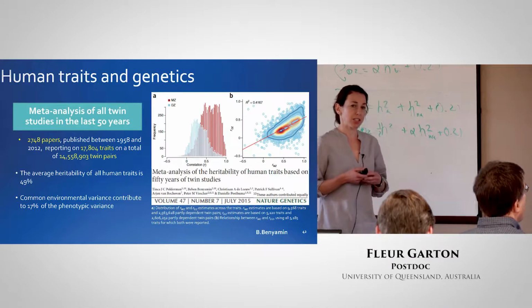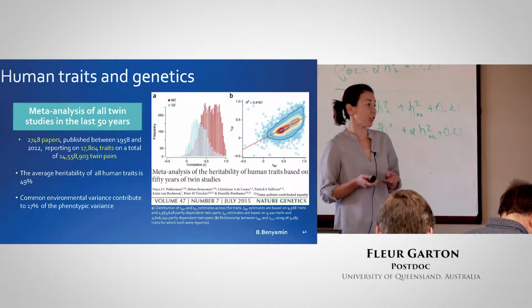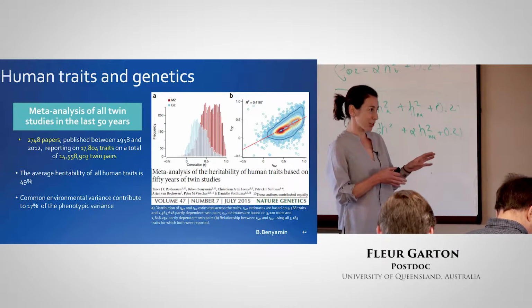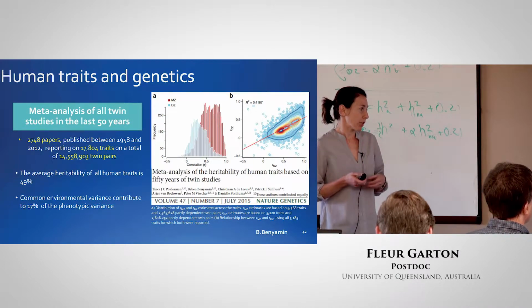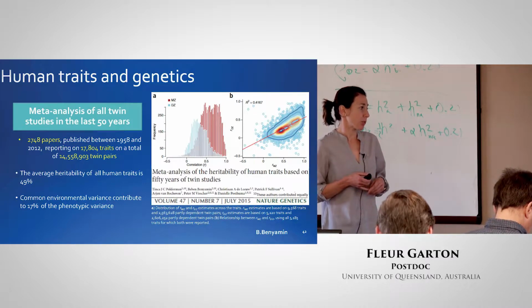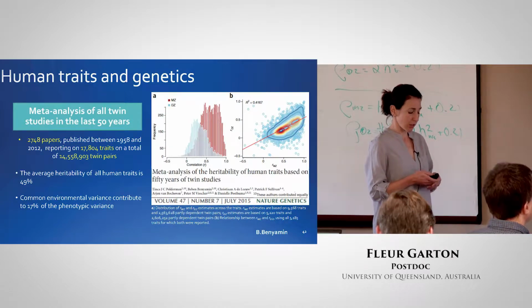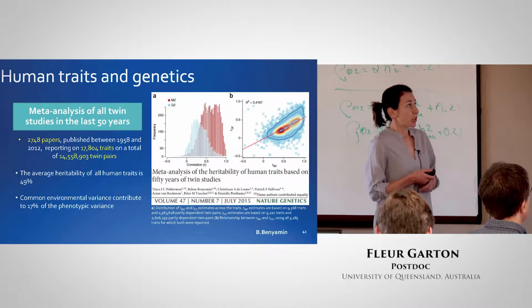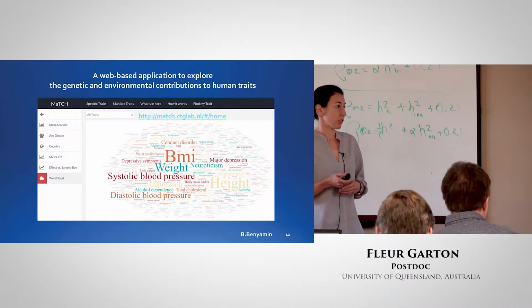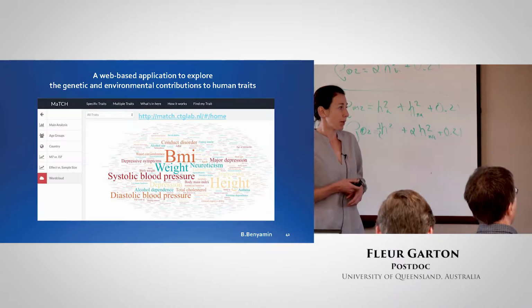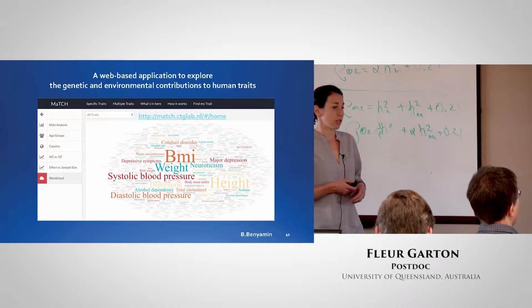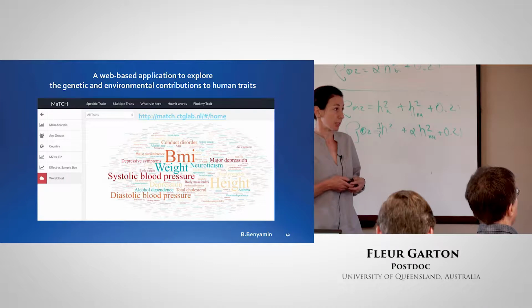By putting all this together, basically what they found is that the average heritability of all these human traits that were measured was close to 50%. They also looked at the common environmental variants, and found that to contribute about 17%. So a lot of the heritability can be put down to genetics. You can actually look up particular traits of interest on this web-based application, which is linked with the paper. As you can see, there are a lot of different traits in there that utilise what is available in the literature on these twin studies.